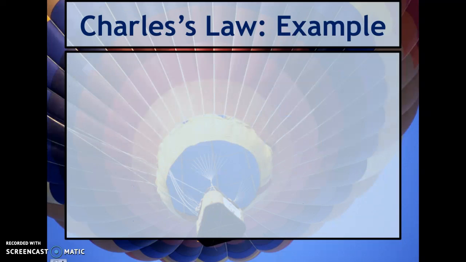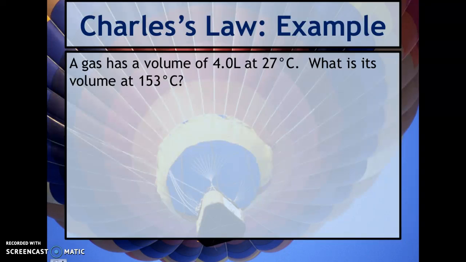Let's look at an example of Charles's law. A gas has a volume of 4.0 liters at 27 degrees Celsius. What is its volume at 153 degrees Celsius? Do you notice anything wrong with this problem? They give us both temperatures in Celsius. We should know that temperature has to be measured in Kelvin for these problems, so we're going to have to convert. The first thing we need to do is to list all of our knowns and unknown variables.